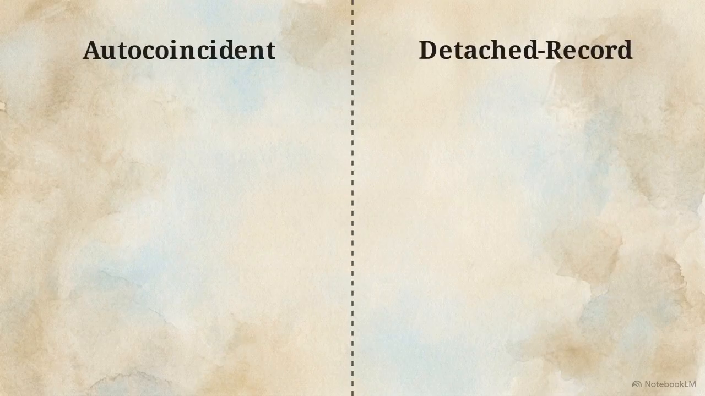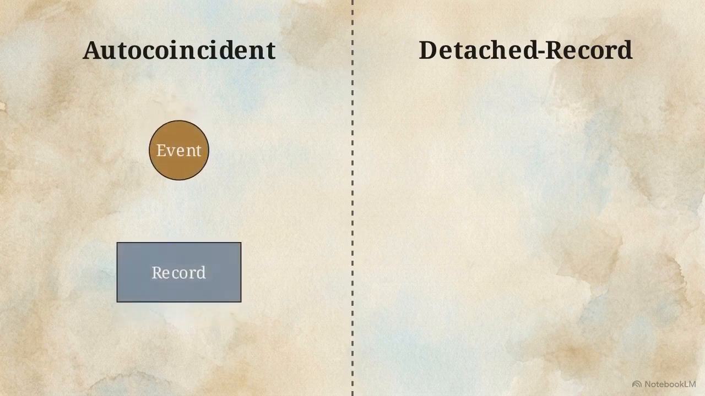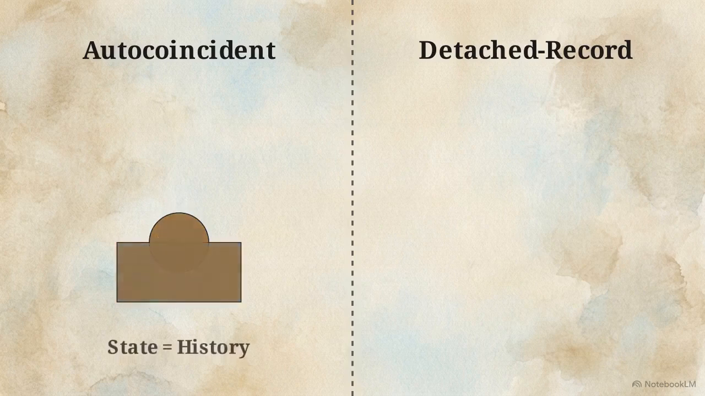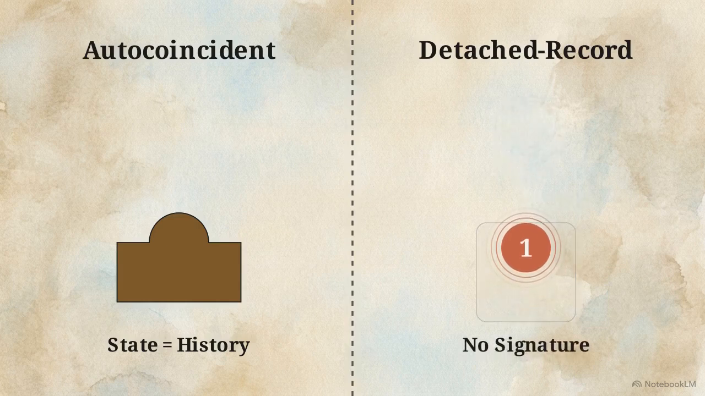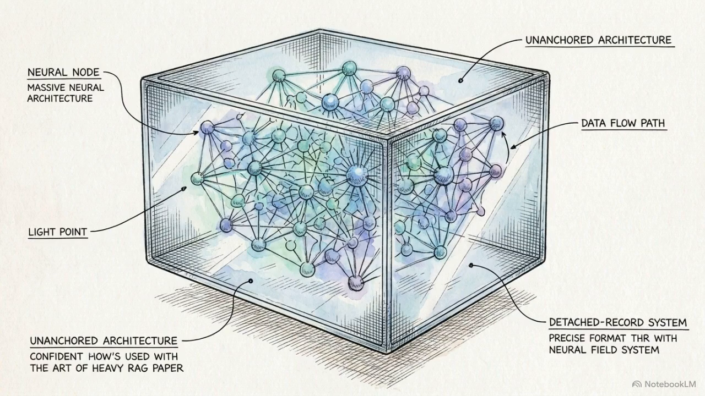matter. To understand why, we have to separate all systems into two distinct computational classes. Autocoincident systems are those where the physical state and the historical record of an event are the same thing. In detached record systems, the current state is structurally separated from the history of its creation. You can read the value of a bit, but the bit itself contains no signature of the actor that changed it. By design, all modern artificial intelligence software exists entirely within this detached record class.